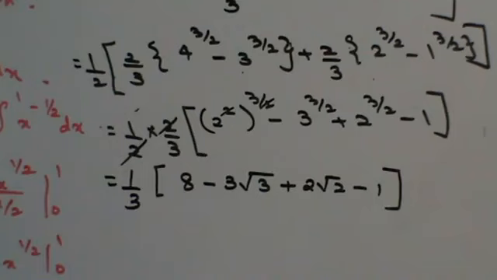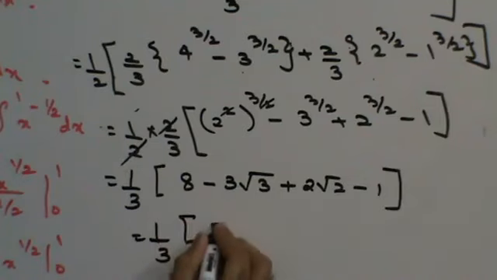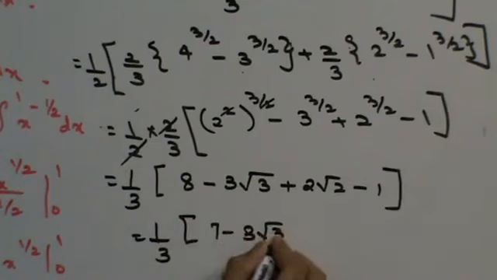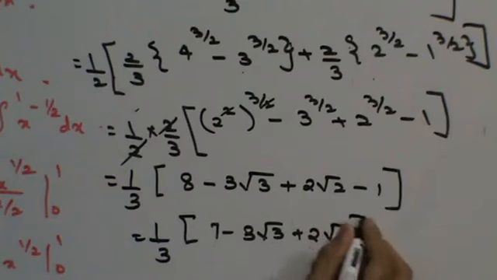Next, let's see another sum, guys. We could simplify this further to get 8 minus 1, that's 7. So 7 minus 3 root 3 plus 2 root 2. Right, let's see another sum, guys.